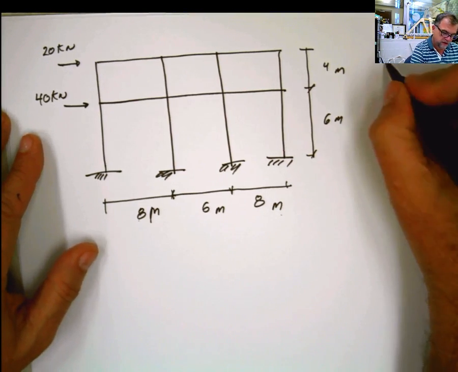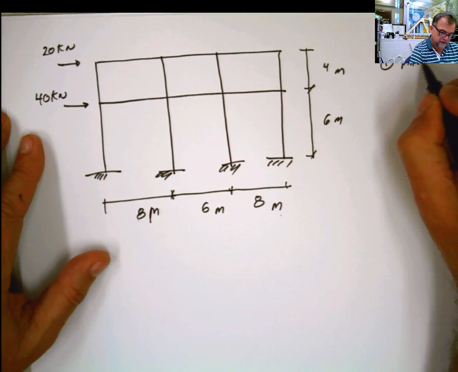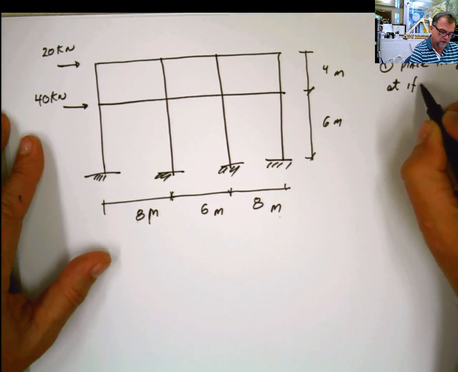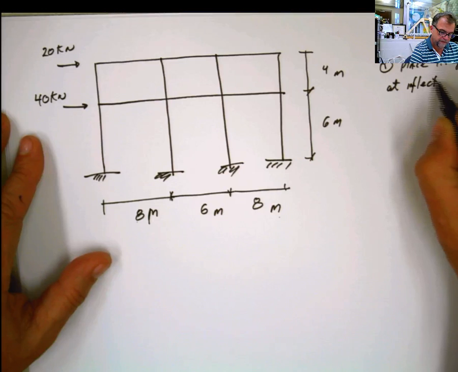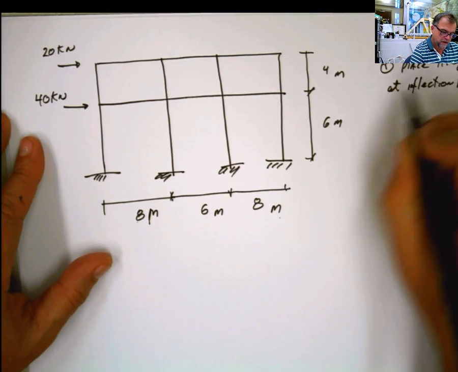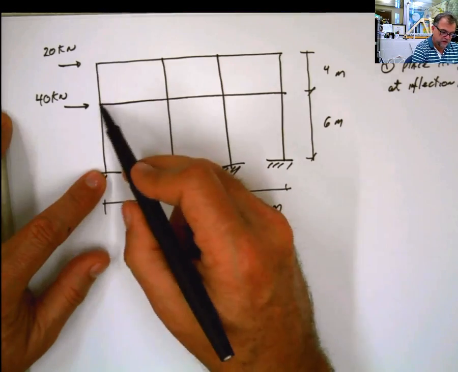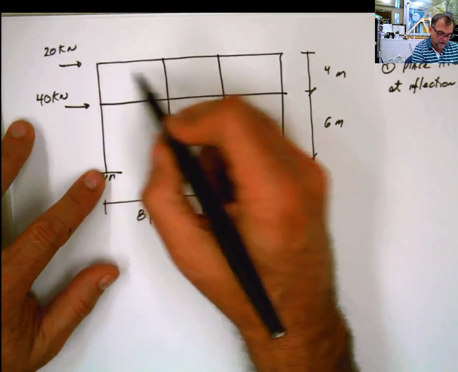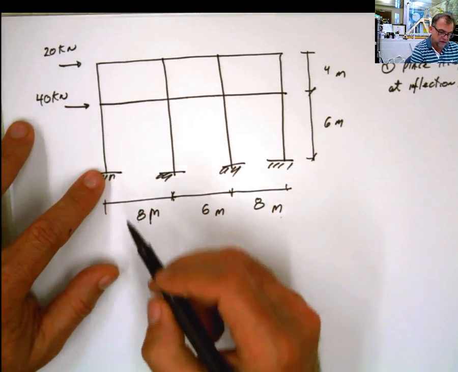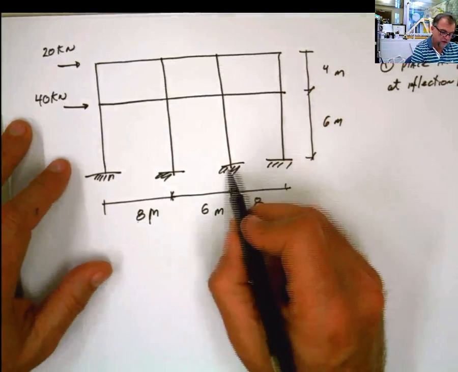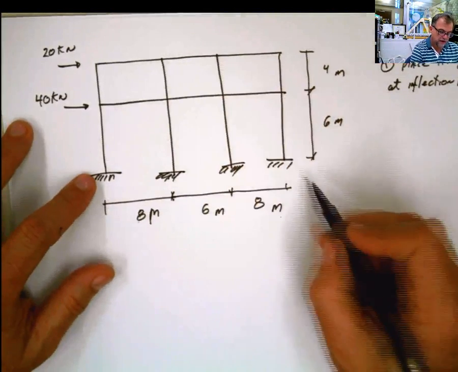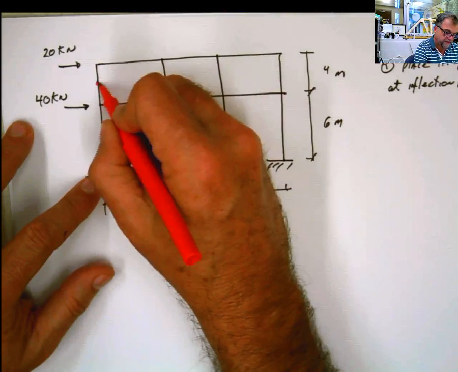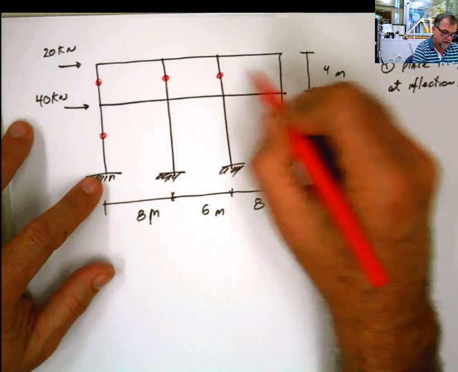So first, place hinges at inflection points. Remember, this is fixed and this is also considered fixed, semi-fixed. If I had a hinge here, that would be different, but I don't have that hinge, so that's one of the things of the method of the portal: all the connections have to be like that. So I know the inflection point, as I showed before, is going to be at the center of every element.